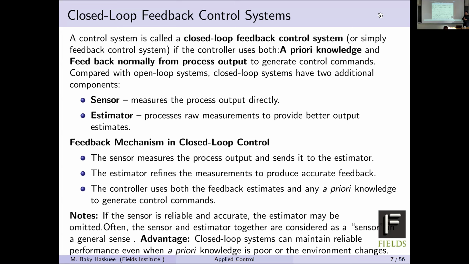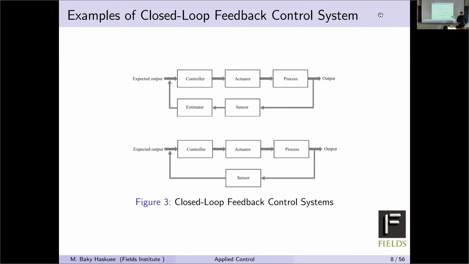So a closed loop system will be more reliable than an open loop, because any disturbance, shock or deviation can be corrected by using the feedback mechanism. So it is theoretically much better than the open loop. As I mentioned, we have two types of closed loop feedback control system.